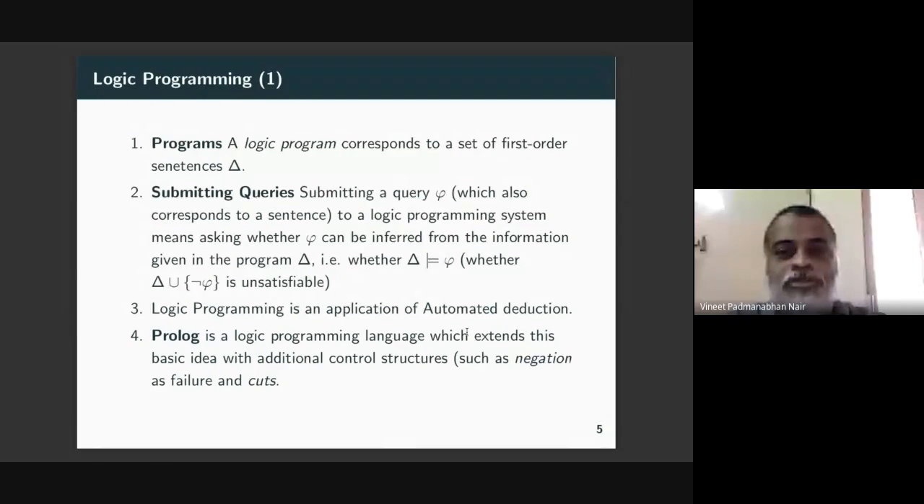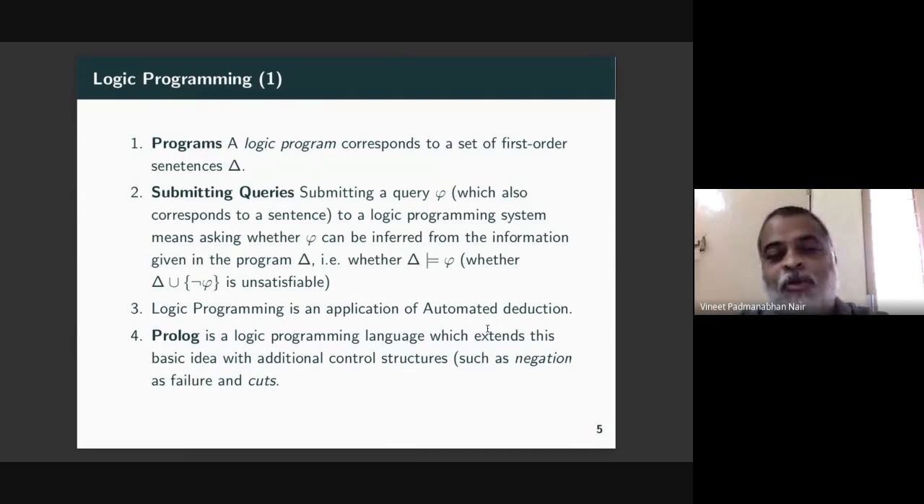So a logic program corresponds to a set of first order sentences. And what is the set of first order sentences? You already know. I am denoting it with that symbol. Submitting queries. Since you have a knowledge base, you have facts and rules, you need not write another program to find an answer. You need to write a program, but you can write that program in the form of questions or queries, just like in a database.